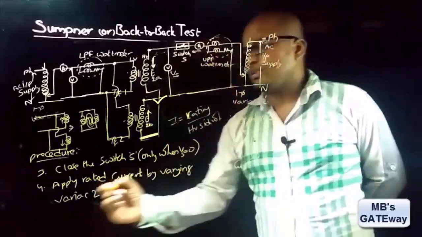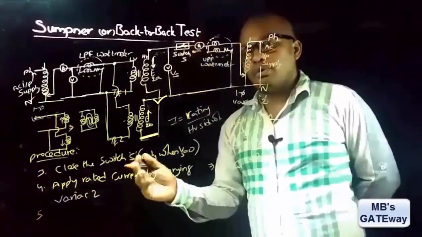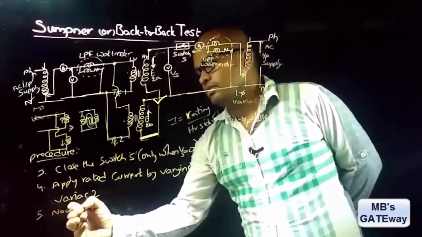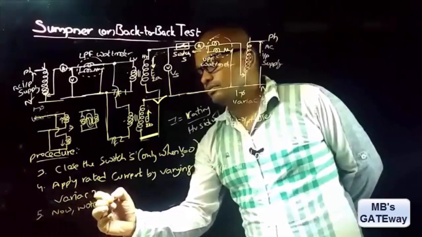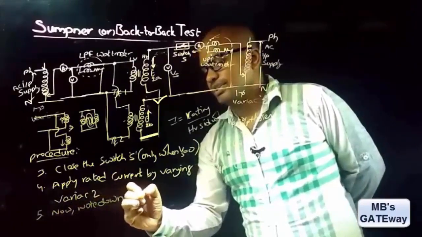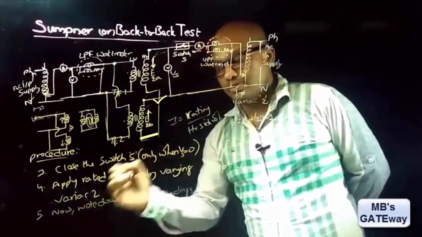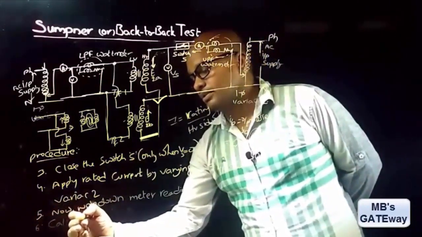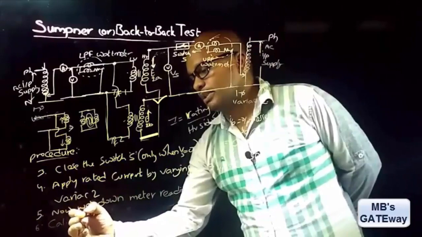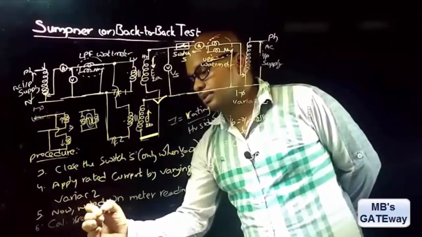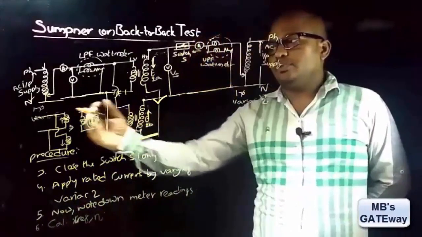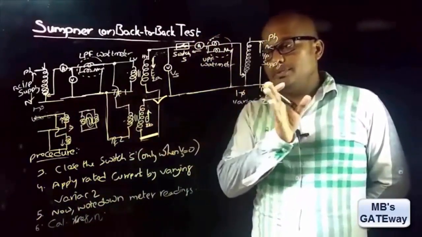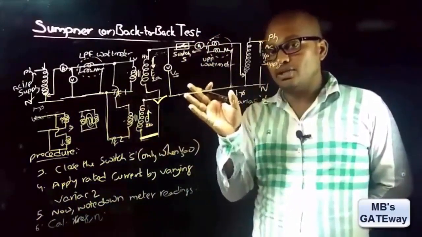2. Therefore, now the fifth step is, upon applying the rated current, note down the meter readings, and then by using these meter readings, calculate percentage regulation and efficiency. Therefore, if you view from this side, it will resemble an open circuit test, and if you view from this side, it will resemble a short circuit test.